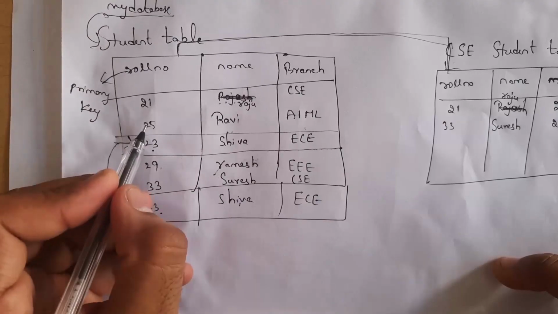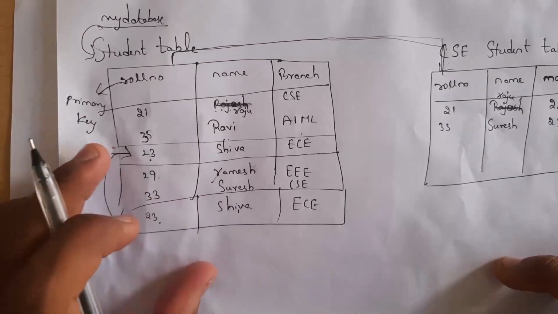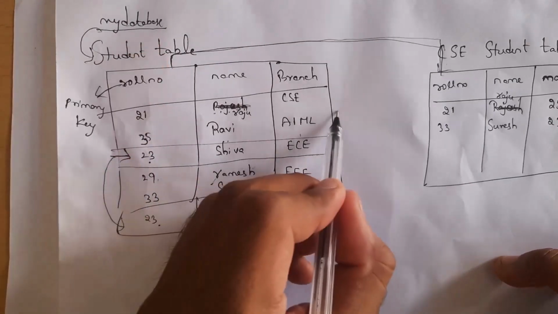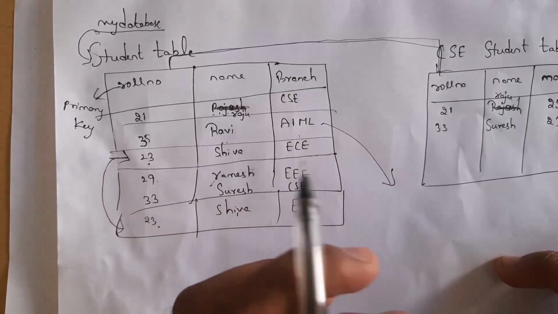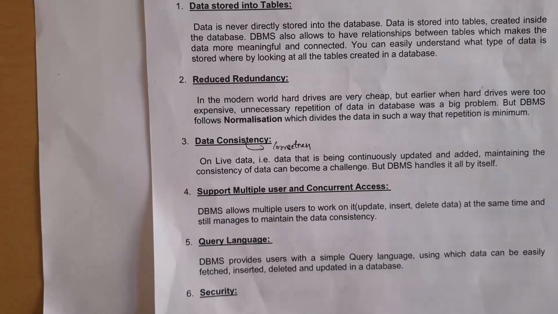For example, I changed this roll number 25 to 35. Next time when I open the same table, it should display roll number 35, name Ravi and branch AIML. So it should display correct information. So the database management system will maintain correct data in the database.